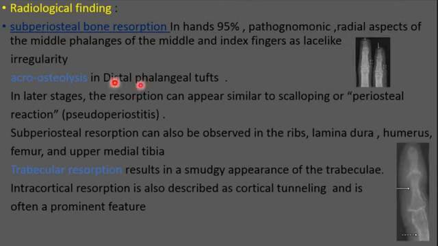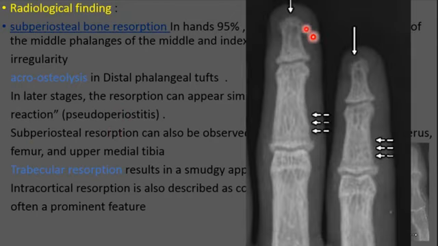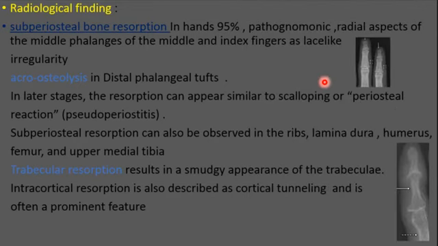Another one is acroosteolysis. Acroosteolysis occurs in the distal phalangeal tuft at a later stage of hyperparathyroidism, not in the early phase. The resorption can appear similar to scalloping or periosteal reaction. It's called pseudoperiostitis. This shows acroosteolysis due to hyperparathyroidism, occurring at the distal interphalangeal joints.